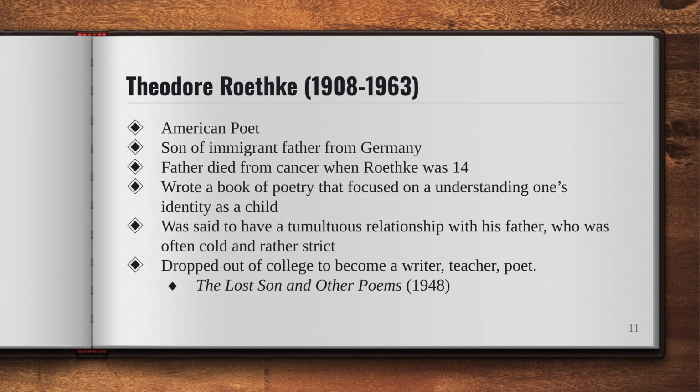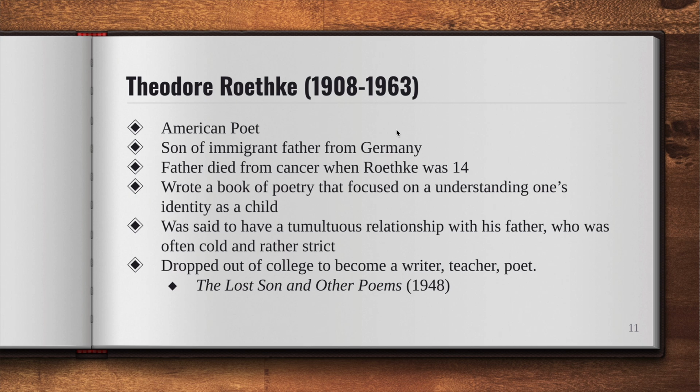Okay, so a little bit about Theodore Roethke. Knowing a little bit about the poet can help. Roethke wrote a lot about his father and memory. He had a very complicated relationship with him, as you can see, and we see that in the tension in this poem. Biography isn't necessarily everything, but it really can add a lot of context. And Roethke was an American poet. He was the son of an immigrant father from Germany.